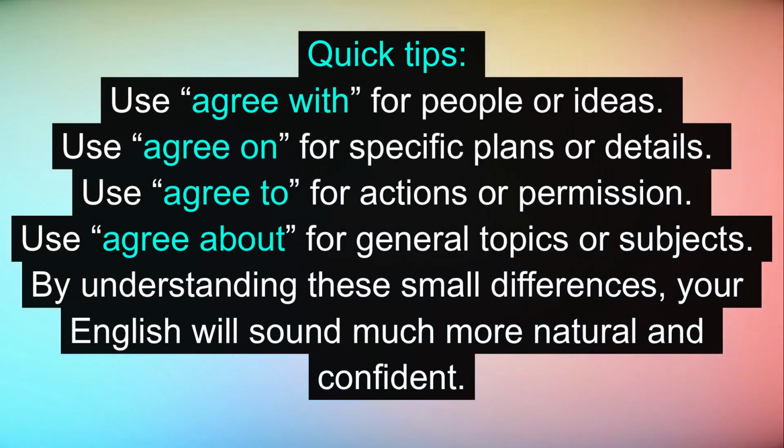Quick tips. Use agree with for people or ideas. Use agree on for specific plans or details. Use agree to for actions or permission. Use agree about for general topics or subjects. By understanding these small differences, your English will sound much more natural and confident.